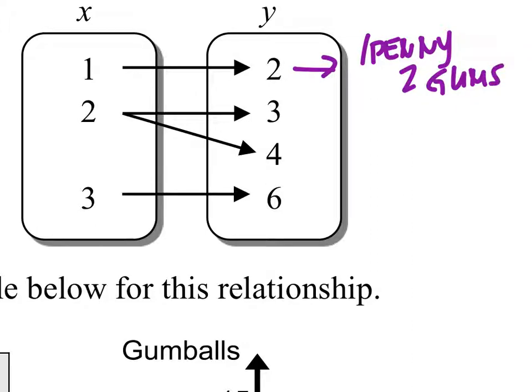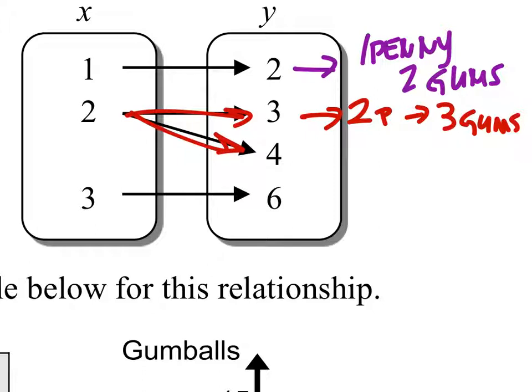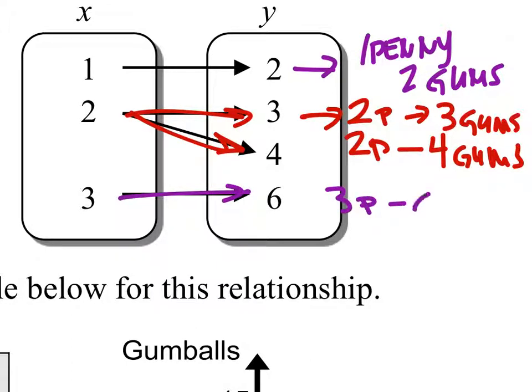So the next penny he puts in, that's this arrow. See, he puts in 2 pennies, but then he gets 3 gumballs. Okay, well that's not proportional, which is okay. But then he puts 2 pennies in the next time, and what comes out? 4 gumballs. This guy has to wonder what the heck is going on with this thing. So he puts in 3 pennies, and what comes out? 6 gumballs.